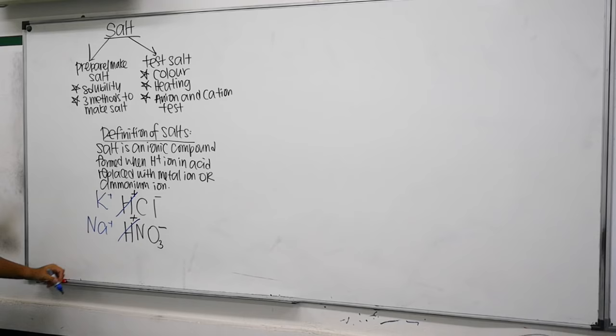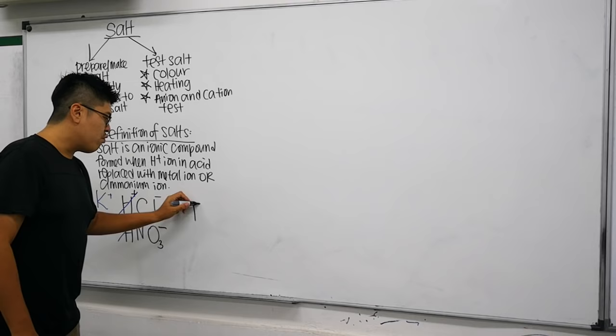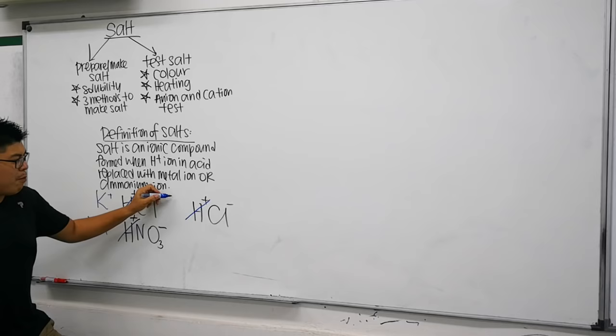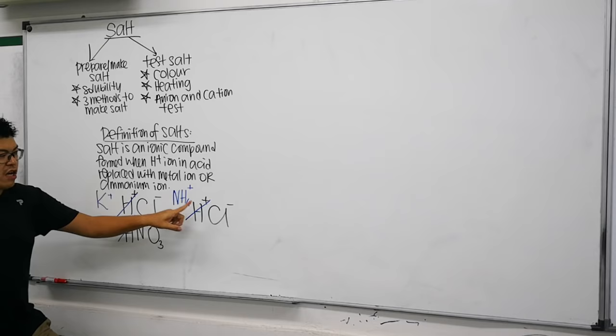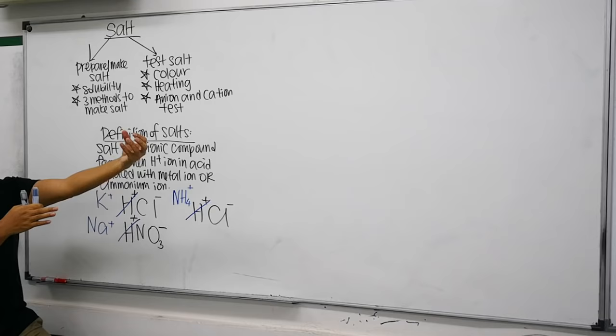Not to say this must be a metal. It also can be ammonium. For example, hydrochloric acid, which is H plus and Cl minus. If you change the H plus with ammonium, ammonium is NH4 plus, positive one, you get ammonium chloride, which is a salt. So what is salt? Salt is the chemical compound that you form when you have an acid, you take the H plus of the acid out and change it with a metal or ammonium. That is called a salt.